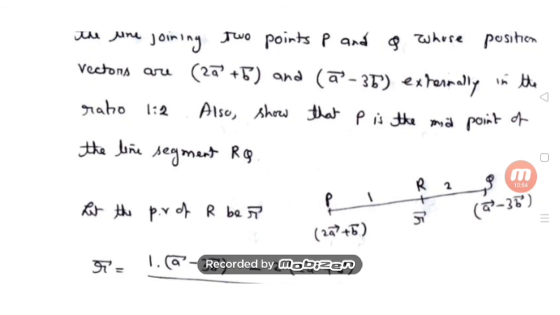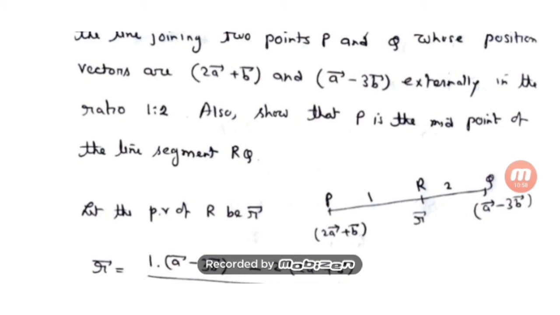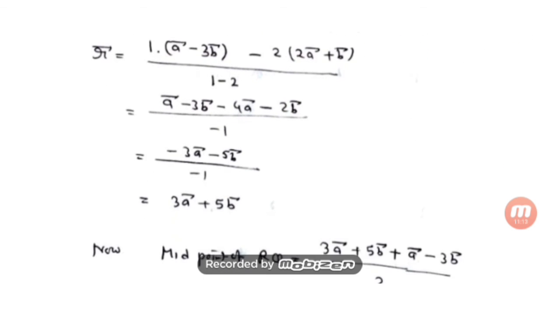The ratio is given as 1:2, so it should be 1 and 2. So 1 into this one minus 2 into this one. So 1 into (a bar minus 3b bar) minus 2 into (2a bar plus b bar), 1 minus 2. Then I have done the calculation here, and on doing the calculation we get a bar minus 3b bar minus 4a bar minus 2b bar. On doing calculation we get minus 3a bar minus 5b bar by minus 1.